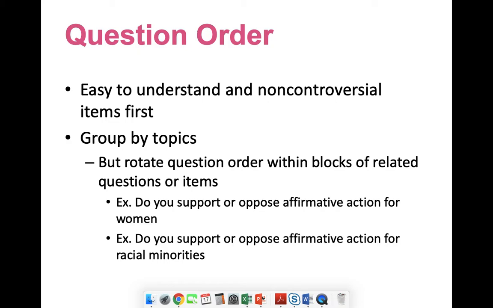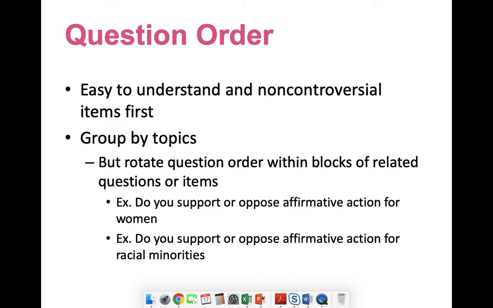In addition to how we word questions, it's important to think about the order of questions. A general principle is that you want to put easy to understand and non-controversial items first. One reason is that you want people to persist with the survey and not give up or drop out. And so with items that are easy to understand as well as non-controversial, it's less likely that people will drop out at the beginning because they don't understand, or they're offended, or they're sensitive to things.